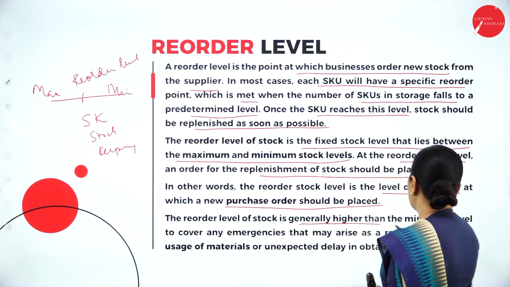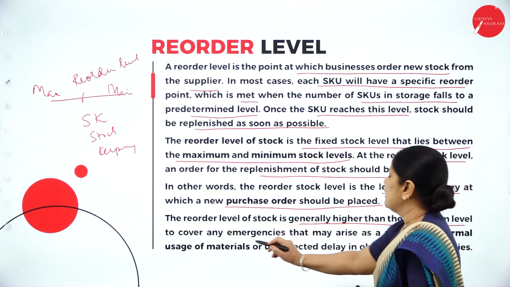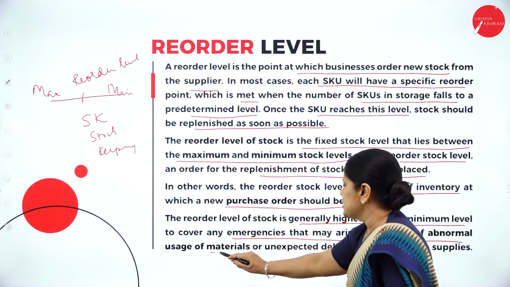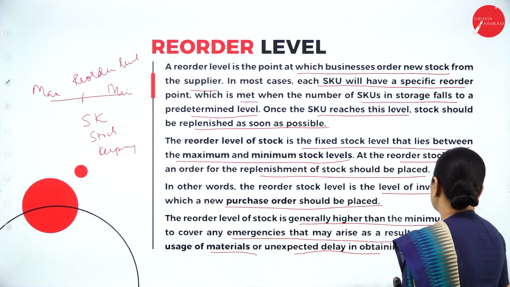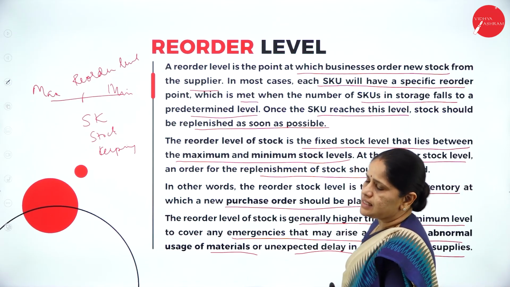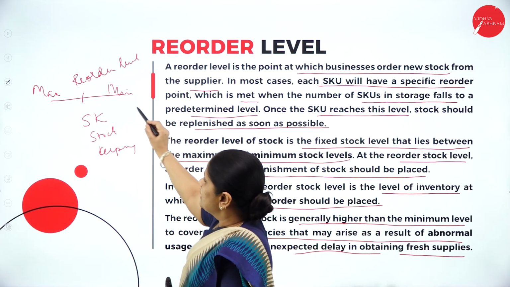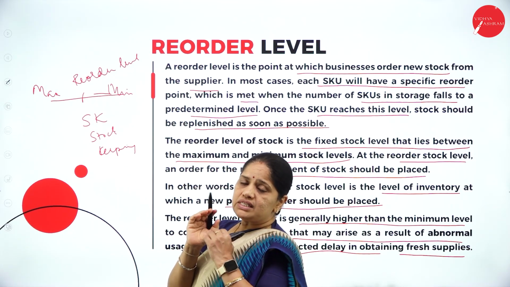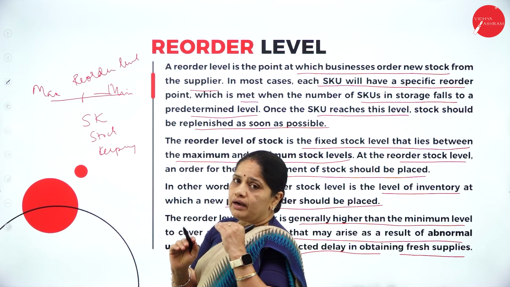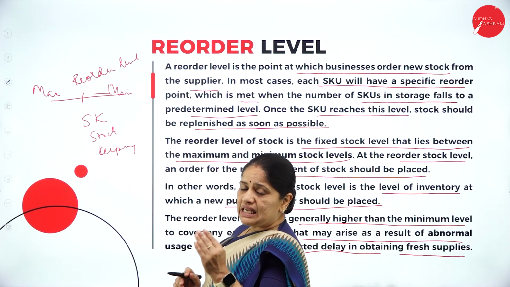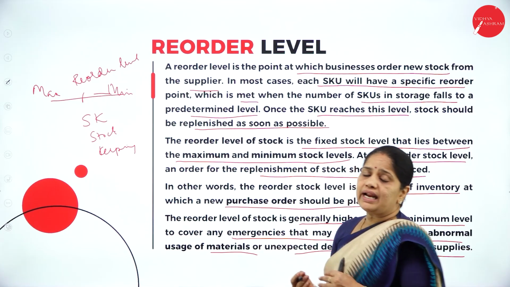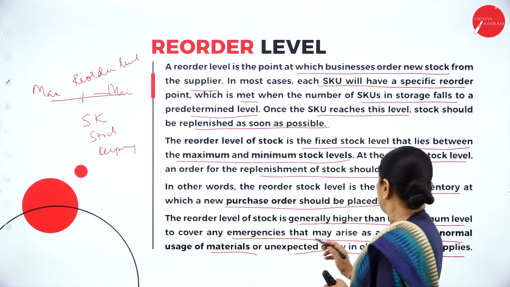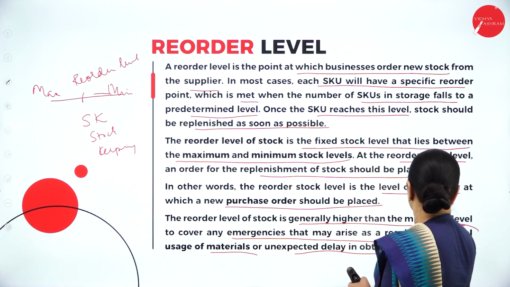It is generally higher than the minimum level to cover any emergencies that may arise as a result of abnormal usage of materials or unexpected delay in obtaining the first supply. So, it will usually be higher than the minimum level. So, why do we have to have this minimum level? Because suppose we just reach the minimum level and we don't get a fresh supply of goods, then the production may have to stop, or it may be because of abnormal usage of materials.